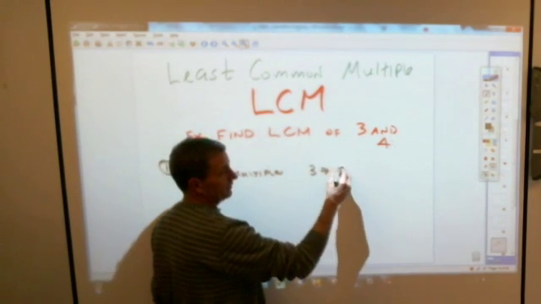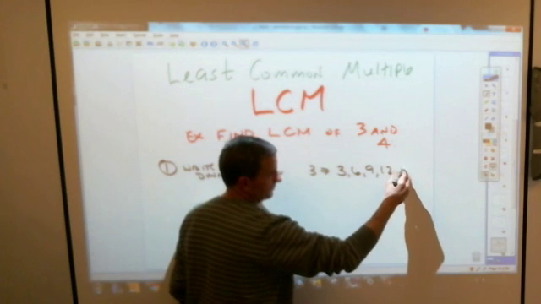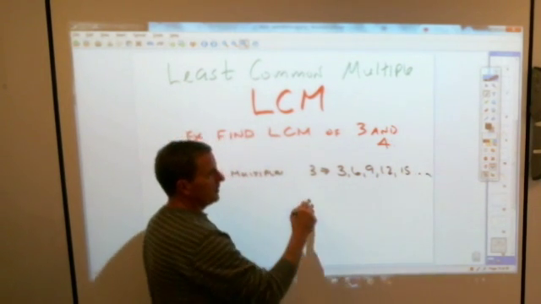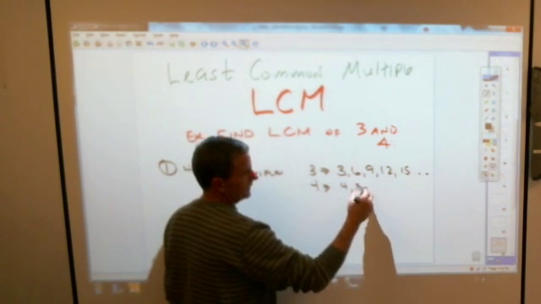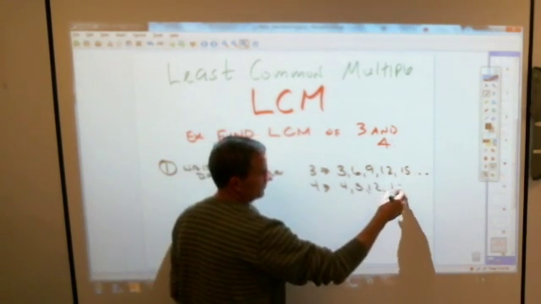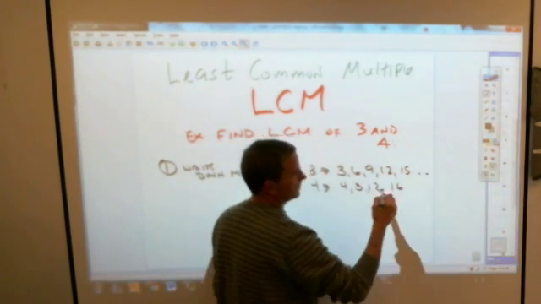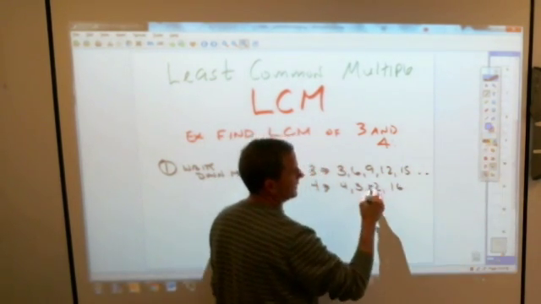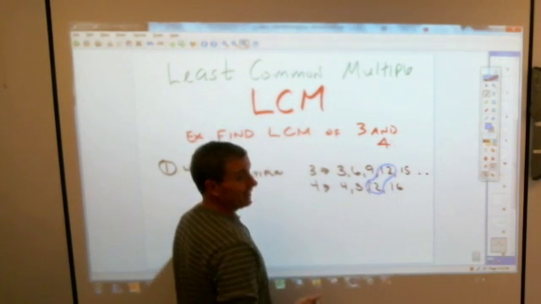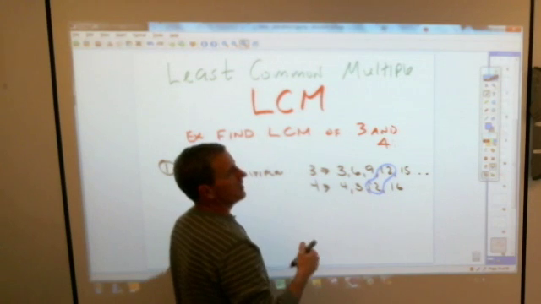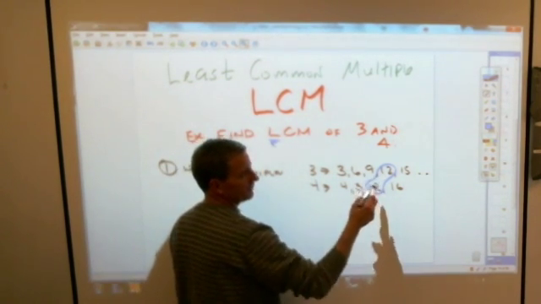Multiples of 3, counting by 3, are 3, 6, 9, 12, 15, they go on forever. Multiples of 4, if you're counting by 4, are 4, 8, 12, and you can stop as soon as you see a common one. Which one do I have right now in common? 12. There are other ones that would be common, 24, 36, all of those, but you're looking for the least, which means the smallest common multiple they have.